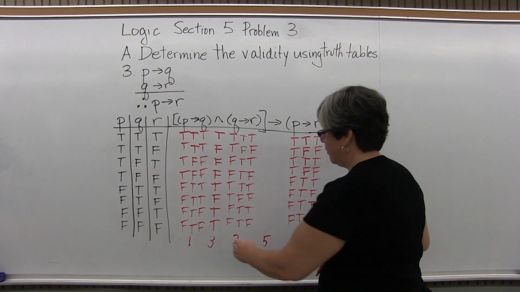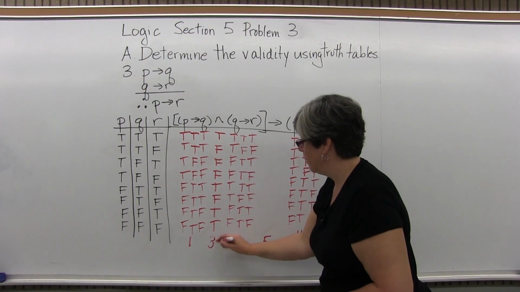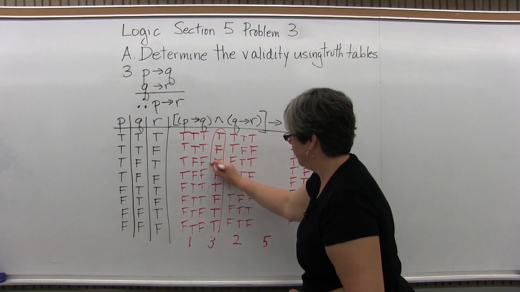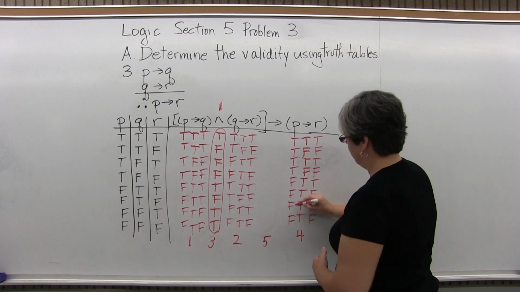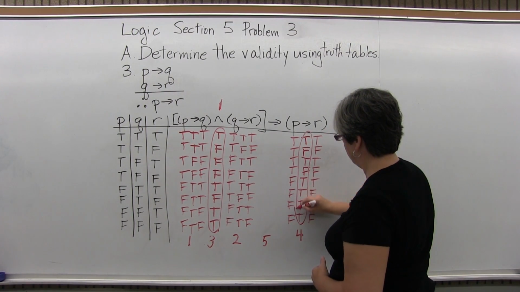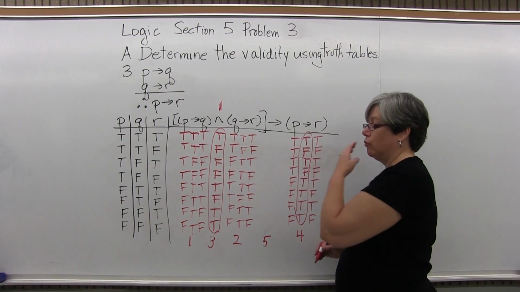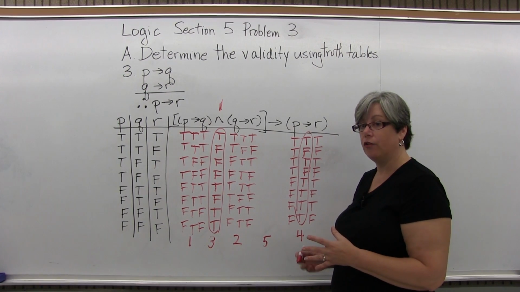And our final step is to take the 3 column. I'm going to circle it for you so you can see it. This one. With our P implies R. Put those together. And we're looking for any true implies false, which will give us a false, and we'll make it invalid.